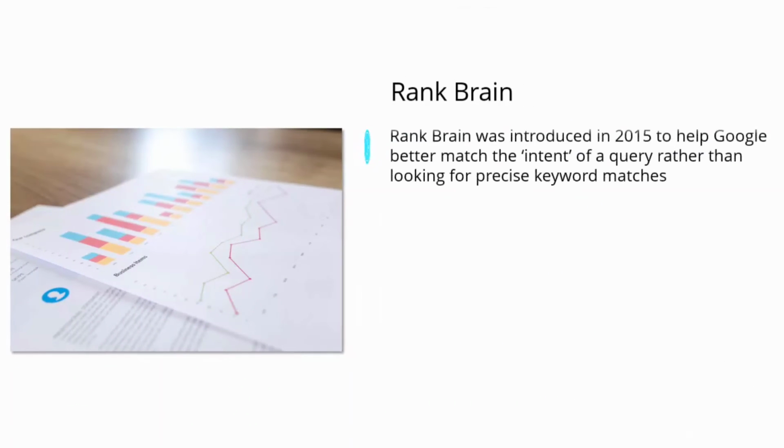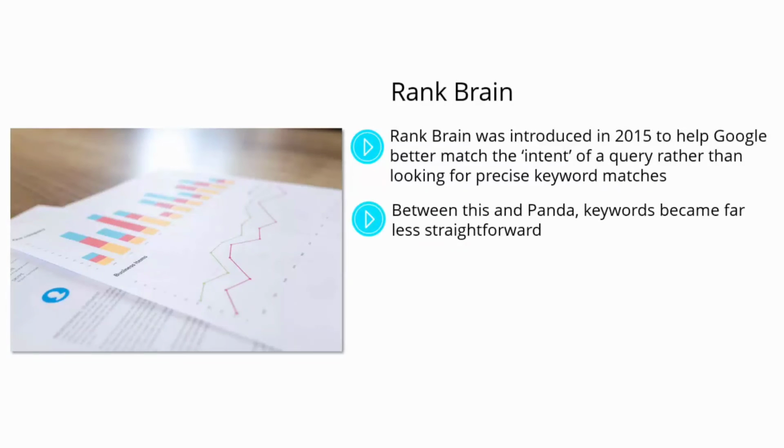RankBrain. RankBrain was introduced in 2015 to help Google better match the intent of a query rather than looking for precise keyword matches. It is not so much an algorithm change as it is a specific tool that Google uses and that relies on machine learning in order to properly understand the content of websites and the precise meaning of search terms. Between this and Panda, keywords became far less straightforward. They're still important, yes, but now so too is using synonyms for those keywords, natural language surrounding the keyword, and using the exact key phrases subtly.